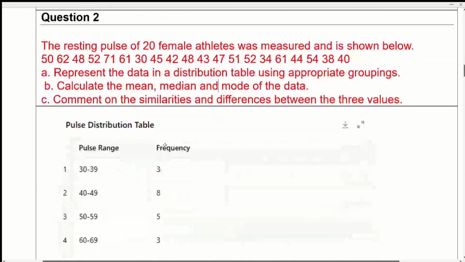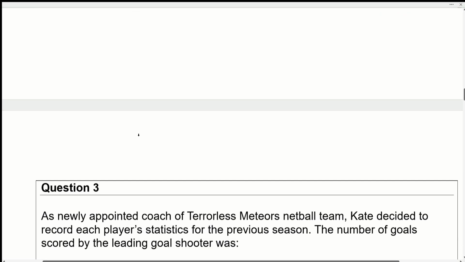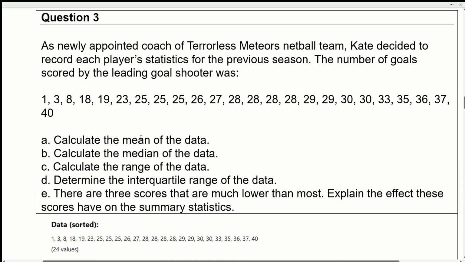Okay, now this was question number 2. We're going to now move on to question number 3. As per part 1 of the video, I have mentioned to you that I'm going to go through a full breakdown of how to actually calculate mean, median, range, interquartile range, and everything. So I'm going to show you the full calculation now with this question.